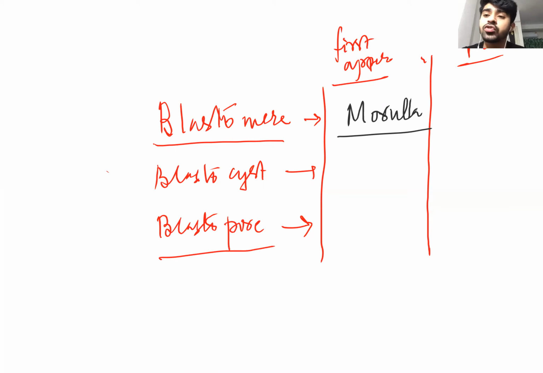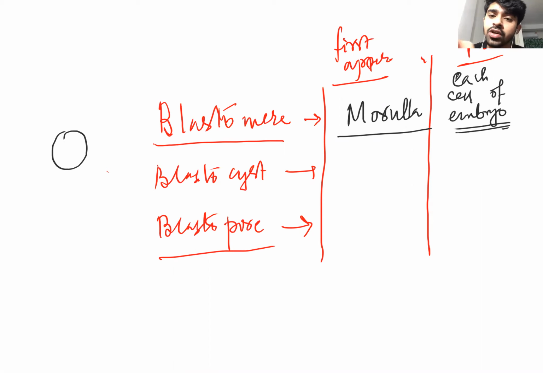Now the question is, what is blastomere? Blastomere is each cell of an embryo. Suppose this is a zygote cell. When it is dividing into two by the method of cleavage, you are getting two blastomeres, and this is the morula stage. So even in the morula, blastomere is present.